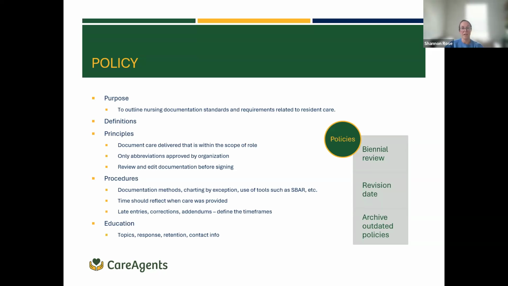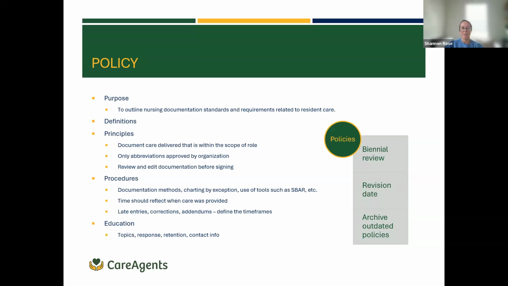And the policy needs guidance on late entries, corrections, and addendums, including the time frame of each. When is a late entry acceptable? How long after the care is provided is it considered a late entry? When is an addendum needed? And how should resident and family education be documented? Should the documentation include topics covered, the response, and the retention?